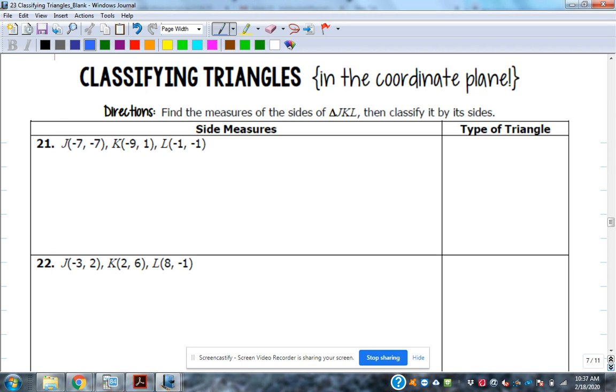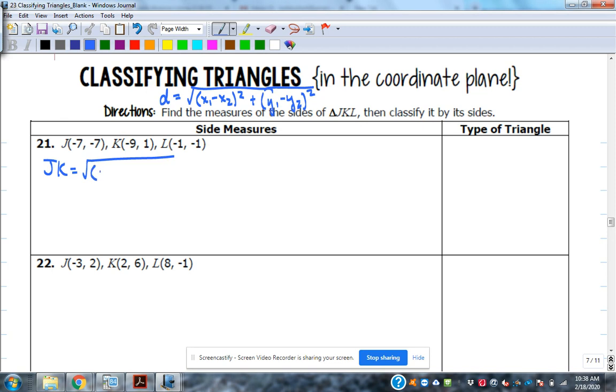It asks us to find the measures of the sides of triangle JKL, then classify it by its sides. So how do we find the lengths of sides? The distance between points. So distance formula. Do we know the distance formula? We should. X1 minus X2 squared plus Y1 minus Y2 squared, all under the square root. So we've got to find 3 side lengths. So we're going to find from J to K.